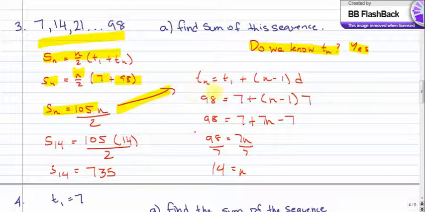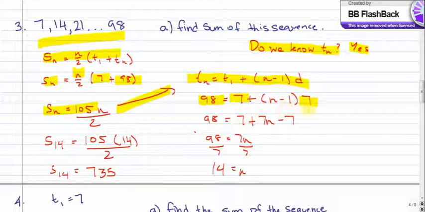So this uses our knowledge from the previous section, where you try to find out what term 98 is. So we start off with our general term formula, and we fill in everything else. You're looking for which term 98 is. So we know t of n is 98. We know the first term is 7. And we know that the common difference is 7 because you add 7 each time.